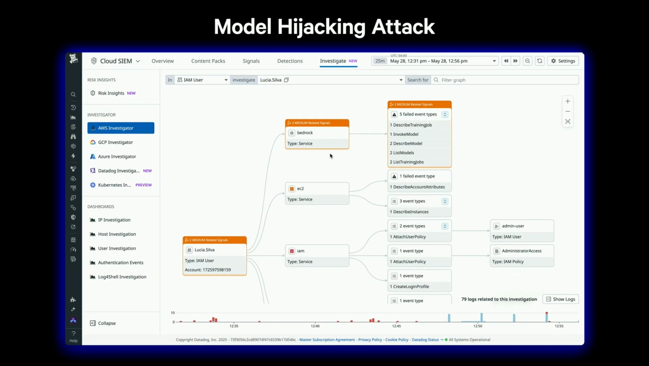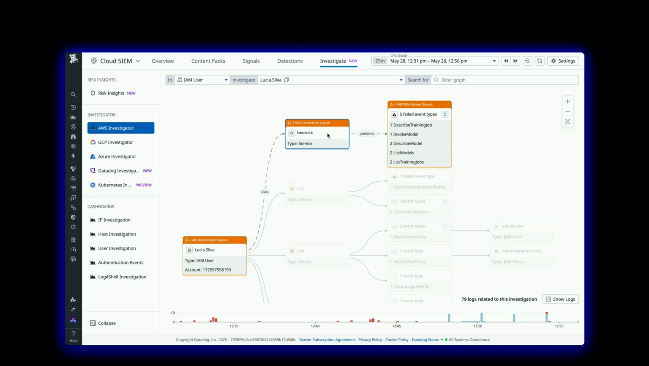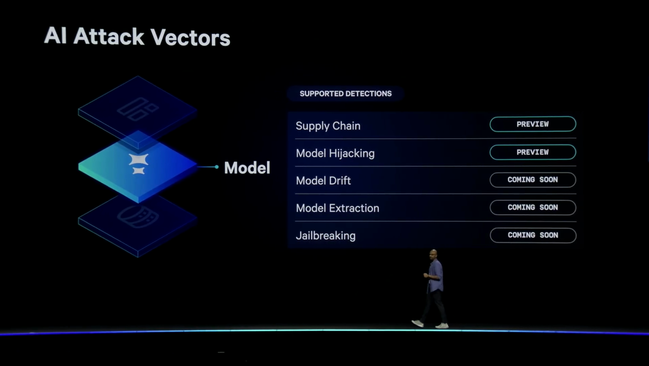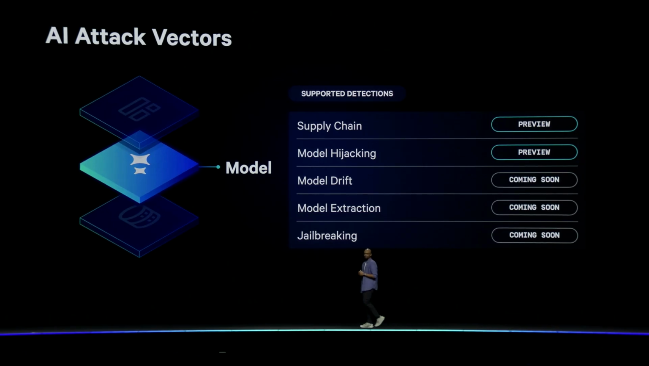Now, when I get to Datadog, I can quickly respond to this threat in real time. Here, I can see Lucia Silva is my attacker, trying to access my custom model deployed on Bedrock. And from here, I can jump straight into the related signal to triage and investigate more. We're continuing to add more support for attack vectors at the model layer, including model drift, model extraction, and jailbreaking, coming soon in the near future.